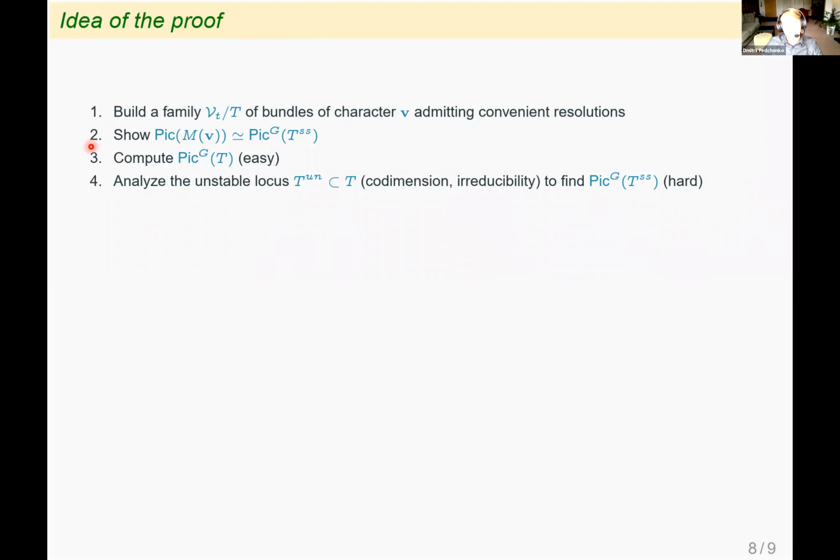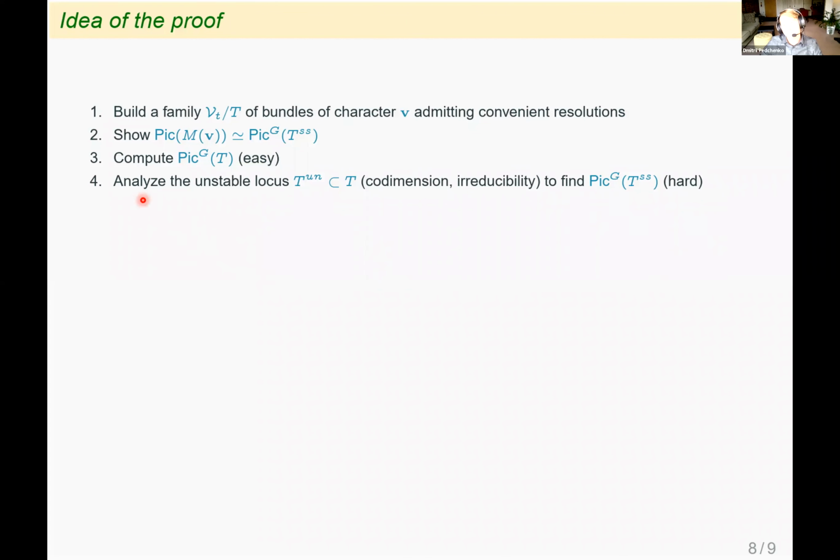Then at the second step, you usually prove that the Picard group of the moduli space is isomorphic to the Picard group of the semi-stable locus, but also taking into account the natural group action on your resolutions. So you want to establish the isomorphism between Pic of M and the Picard group of G-linearized line bundles on the semi-stable locus. And then the last two steps finish the computation. As I said, if T is simple enough, we can estimate its Picard group of linearized bundles by using a little bit of group actions and GIT.